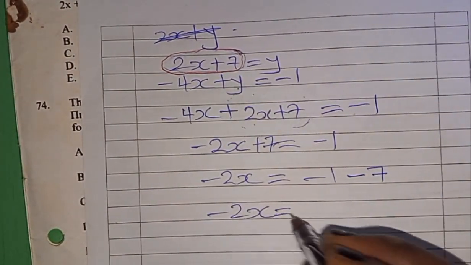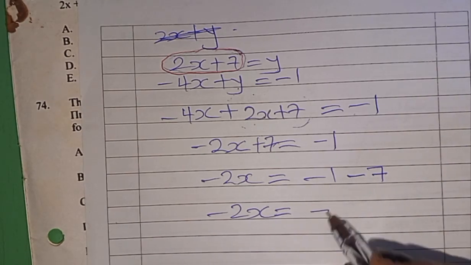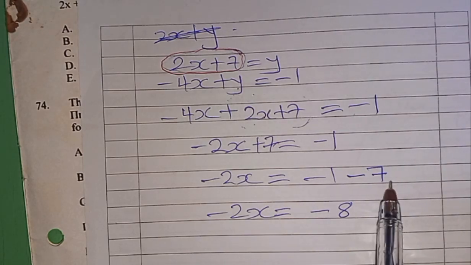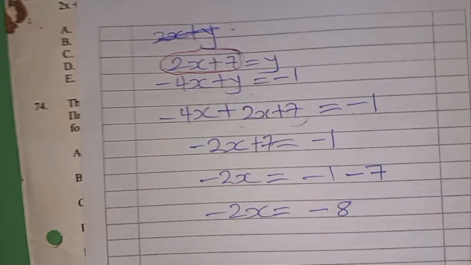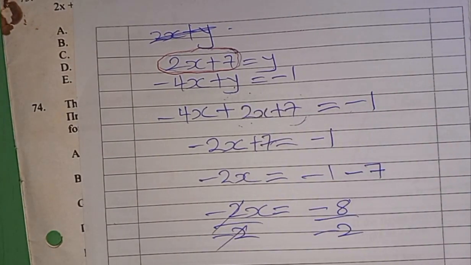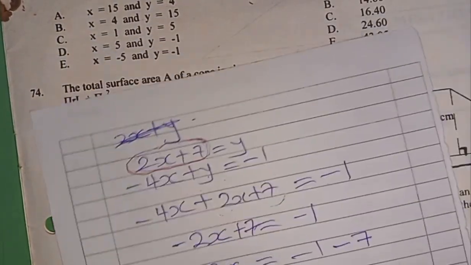So I have this. Whenever you're adding same signs, just take one of the signs, then add up. In different signs, you subtract and take the bigger number's sign. Simple. Then I divide by the coefficient of x, which is minus 2. Minus 2 cancels minus 2, minus cancels minus, that's plus. So that's positive 8 over 2, which is 4. So my x is 4.